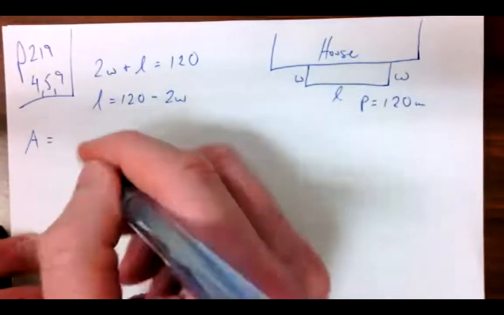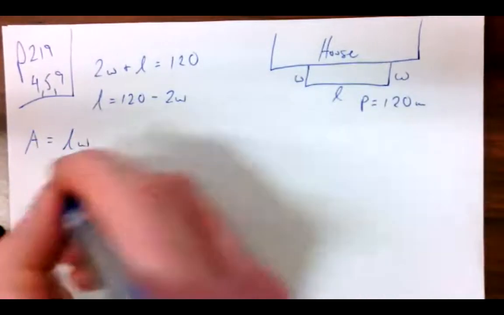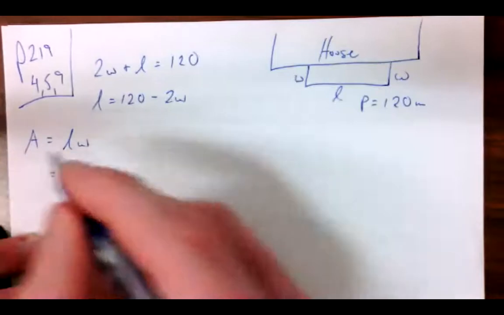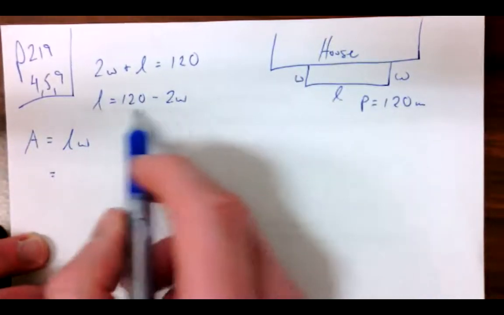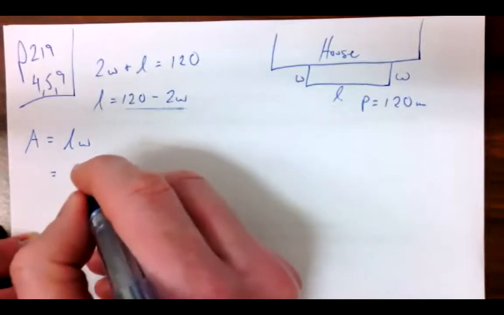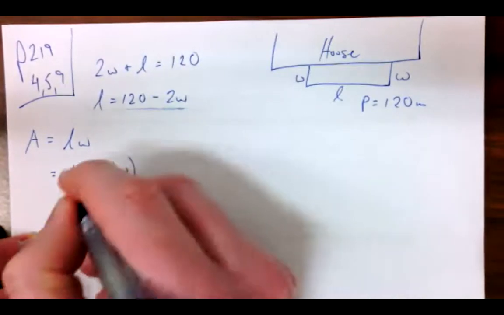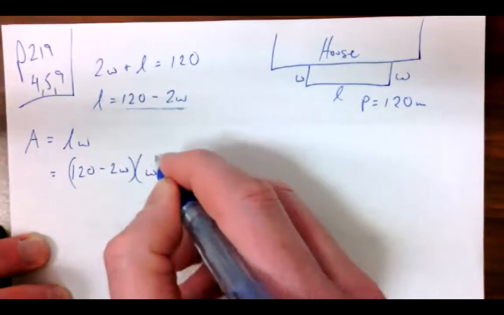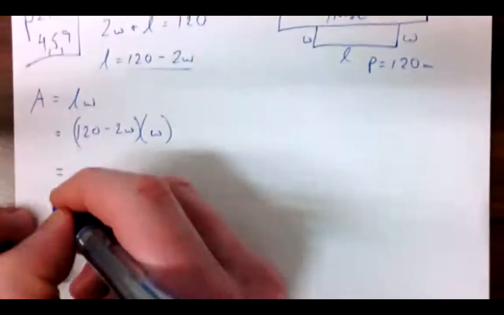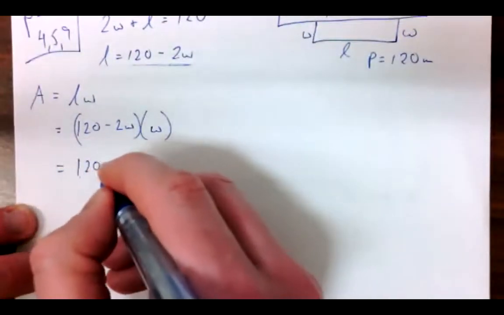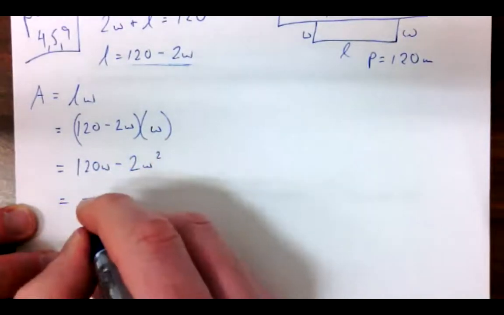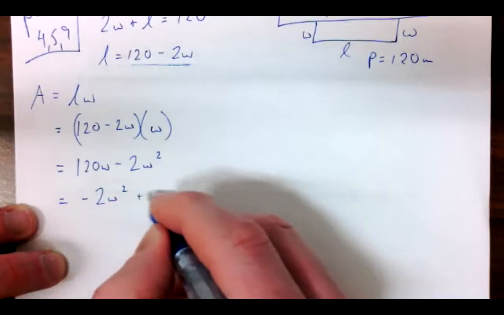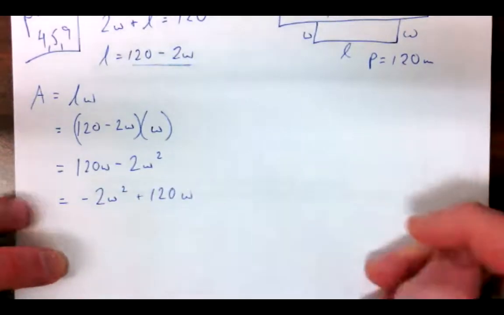We know the area is length times width, and this is the max area that we want. We can substitute 120 minus 2W in for L, so 120 minus 2W times W. That equals 120W minus 2W squared. Switch this around: negative 2W squared plus 120W.